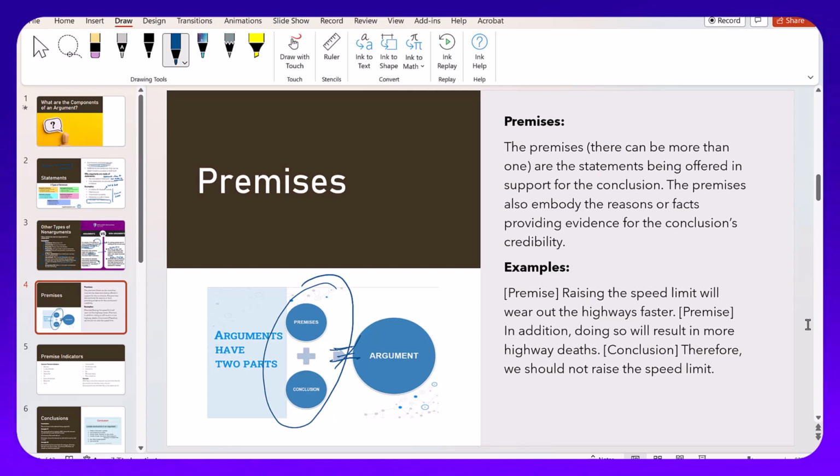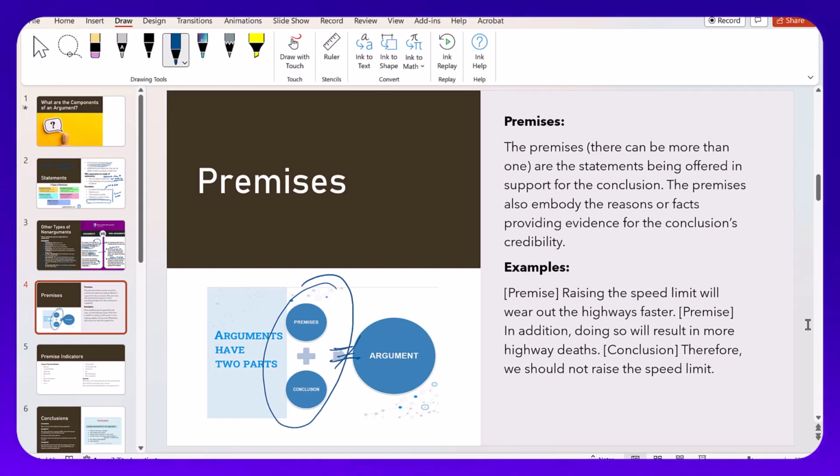Right, and so these are the two conditions the argument has, right? At least one of the statements must claim to present evidence or reason. That's the premise. There must be a claim that the alleged evidence supports or implies something. That is, a claim that something follows from the alleged evidence or reason, which is a conclusion. So let's look at the premise first.